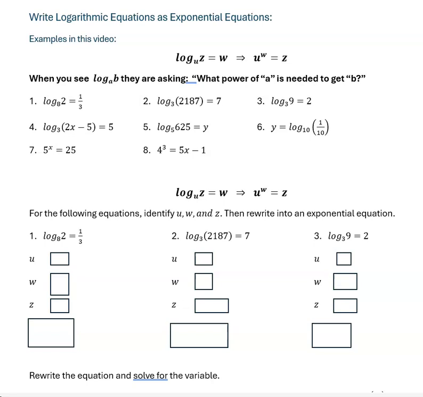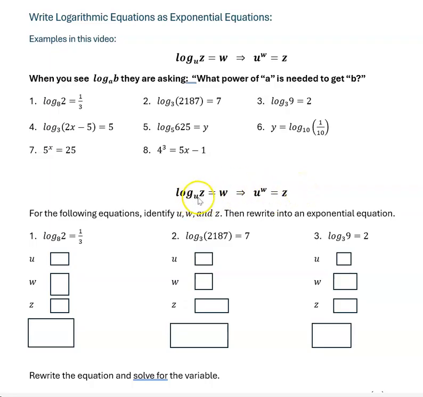It's Carly McAvoy. I'm writing logarithmic equations, exponential equations, and then solving for x for some of these, or the variable could be y. And first of all, we're just going to identify in a logarithmic expression, if it's written this way, log base u of z equals w, that then we can rewrite it with u to the w equals z. That's the transformation.